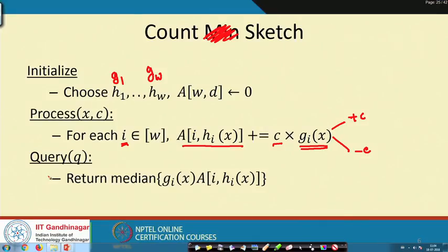Okay. So, now what do we do when we are trying to answer the query? Now again we have w estimates, i equal to 1 to w.